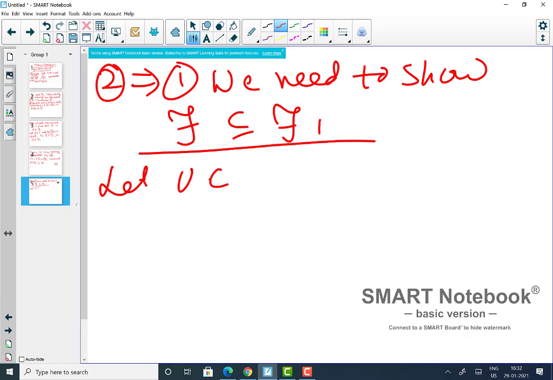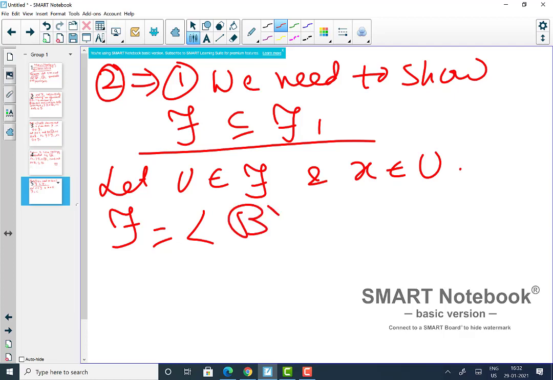Let U belong to tau. I choose an open set in this. So I need to show that U is an element of tau 1. So let U belong to this, and you choose an element x of U. Now we know that this tau is generated by this basis B. This is my symbol: it tells you that tau is a topology generated by this basis B. So if tau is generated by B and U is an open set in tau, what does that mean?